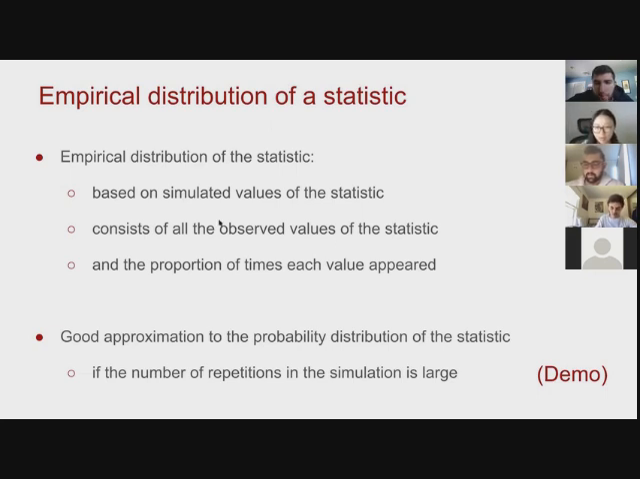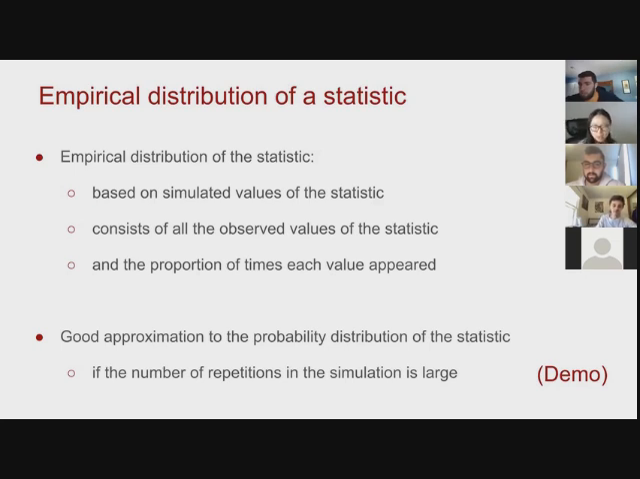So that's what we mean by all the observed values of the statistic. Then we're going to get the proportion of times each value appeared, which is going to give us a sense of the probability distribution. Lastly, we want to make sure that we have a good approximation of the empirical distribution to the probability distribution of the statistic. In order to make that happen, we want to make sure that the number of repetitions in the simulation is large enough.